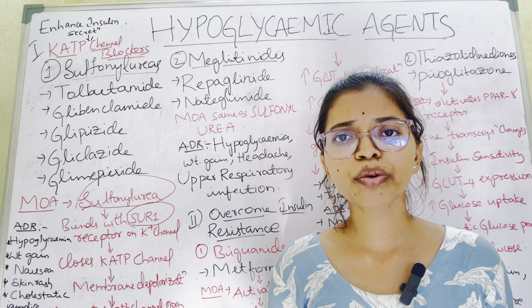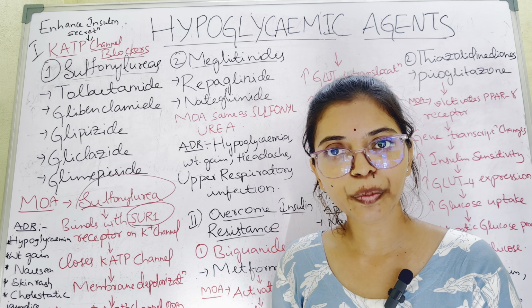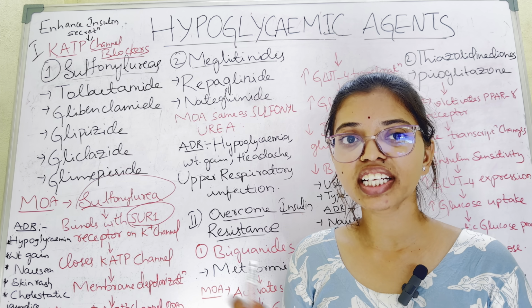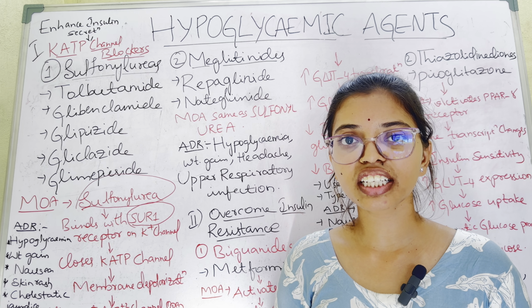But the confusion comes between SUR1 and SUR2. Both are sulfonylurea receptors. You know the potassium ATP channel drug will bind with the sulfonylurea receptor, but you have to know specifically whether it binds with SUR1 or SUR2. So what is the correct answer?